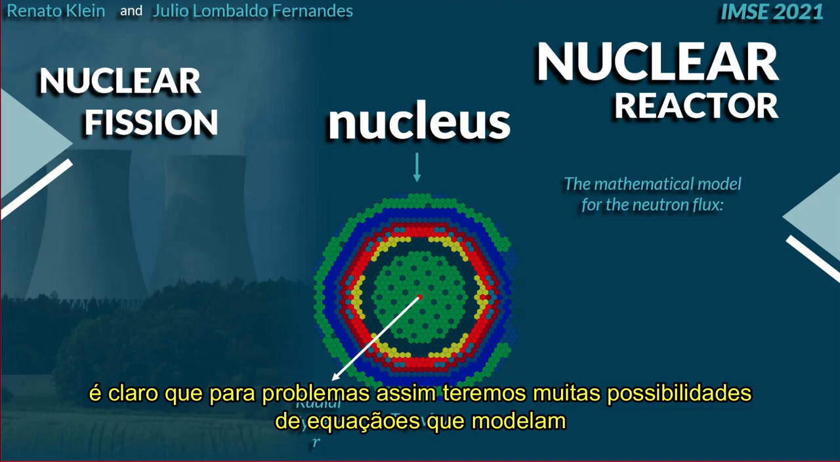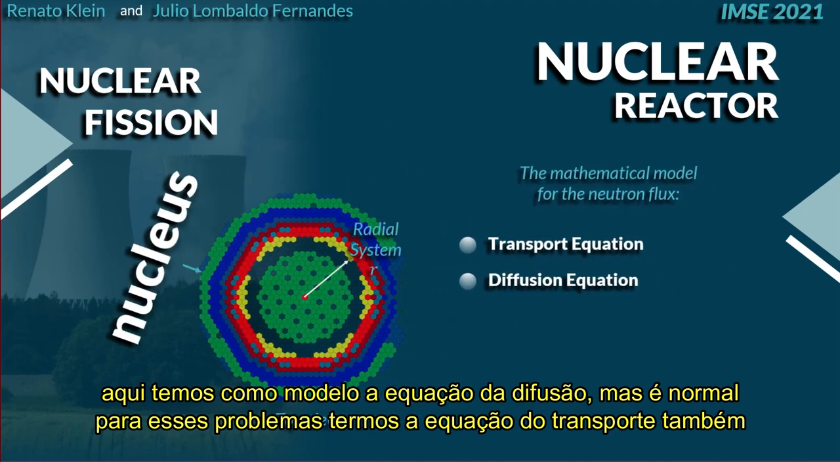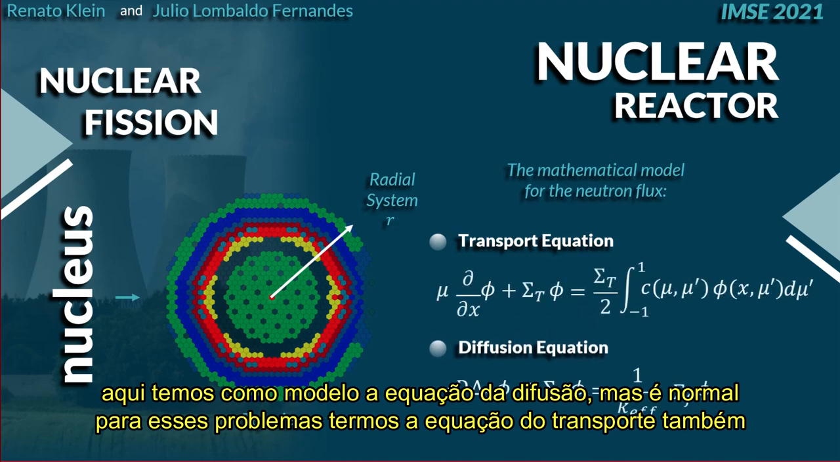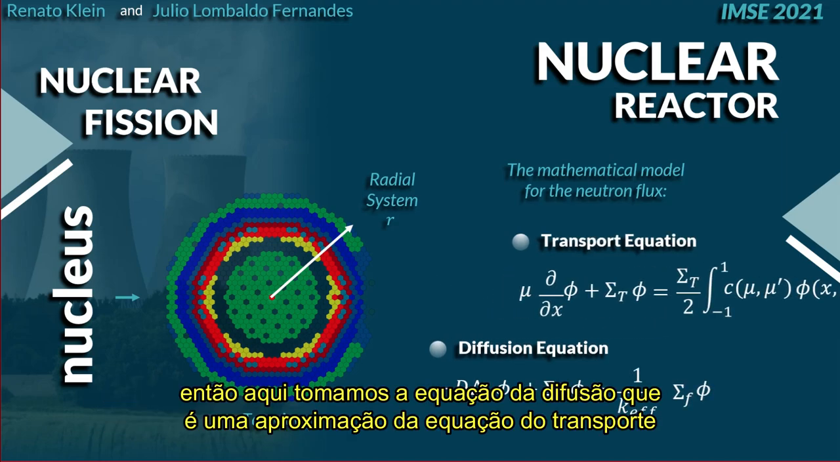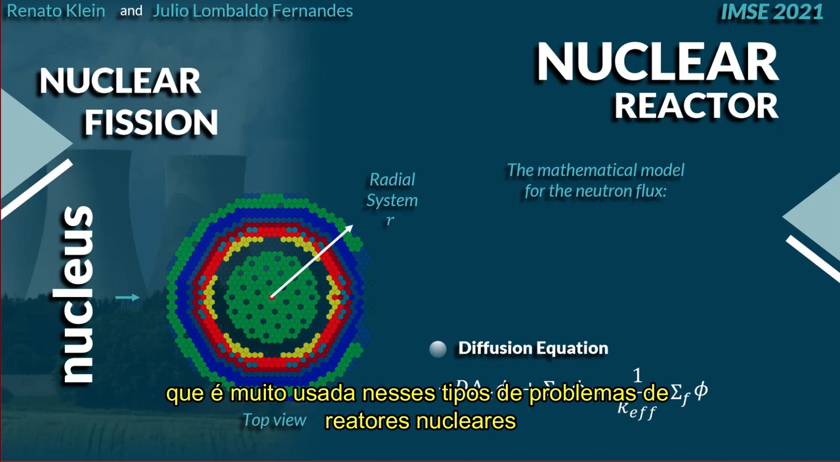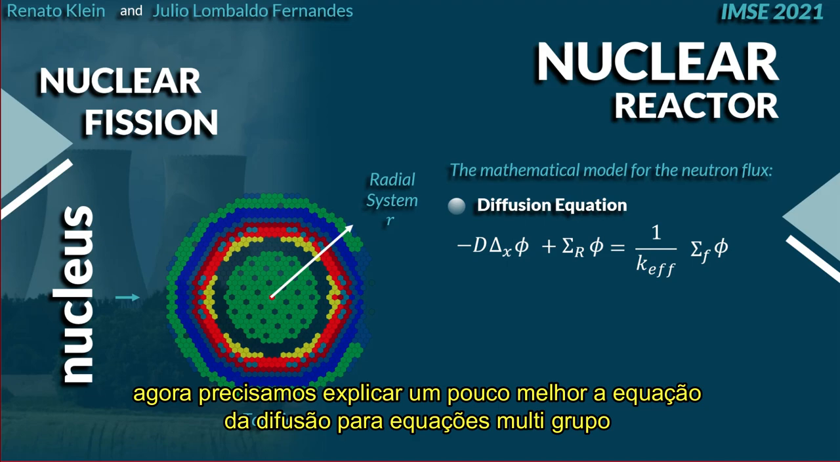And of course, in these problems we use modeling, and here we take a diffusion equation as a model. It is normal to take the transport equation or the diffusion equation for this problem. So here we take a diffusion equation that approximates the transport equation, which is well used in these nuclear reactor problems, and we need to explain a little more about using the diffusion equation for multi-group equations.